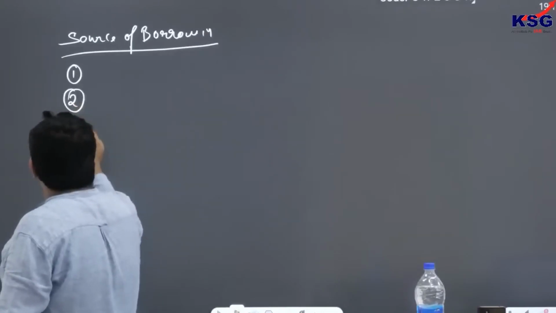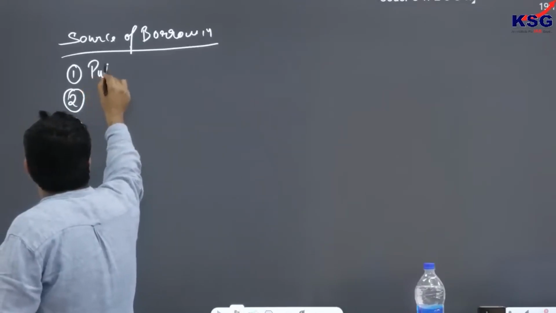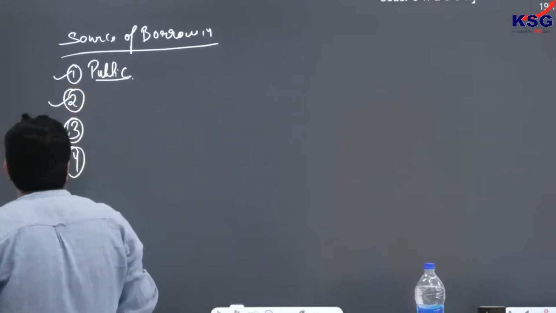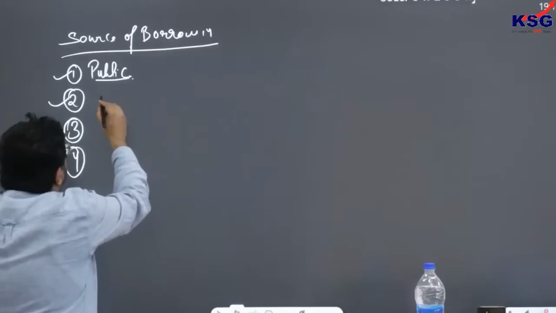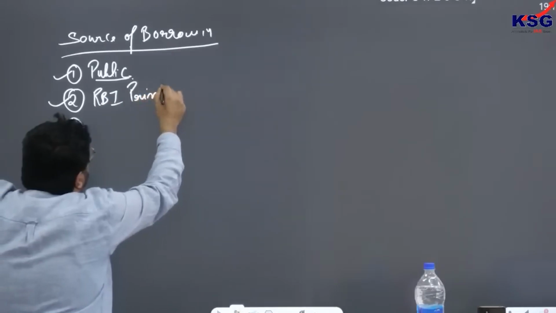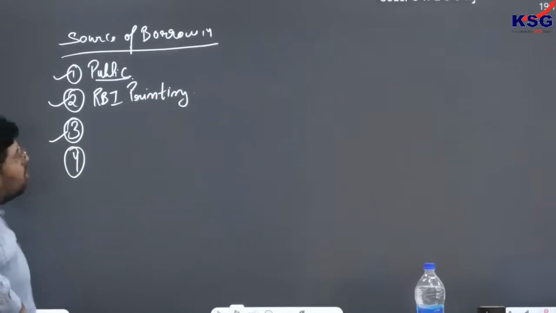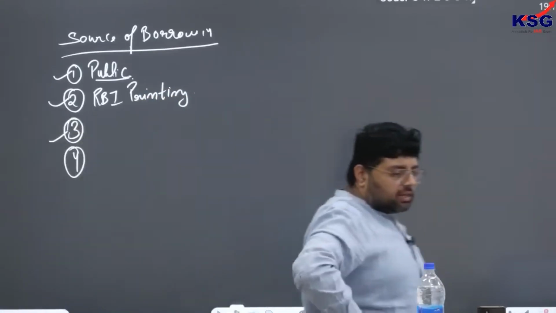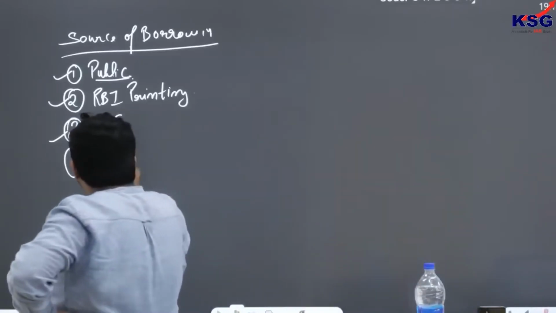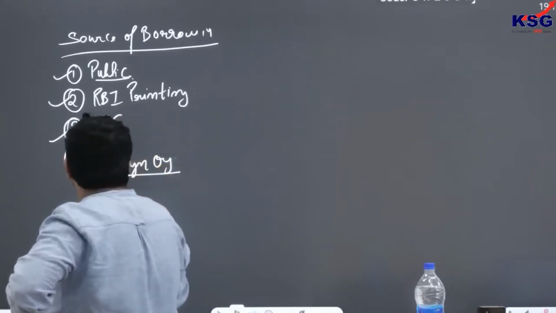Next, as I told you, there are 4 sources. Number 1 is public, which means channelizing the savings of the public. Number 2, apart from public, is RBI printing. Third, after RBI printing, the next source is foreign government, and last is foreign organizations like World Bank and this.